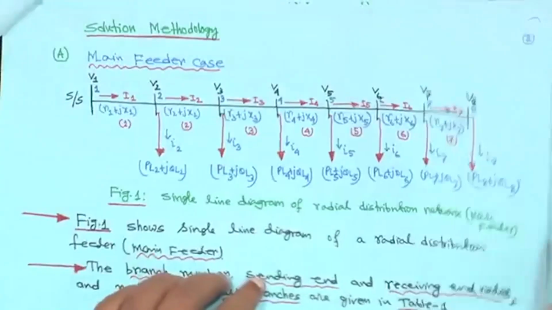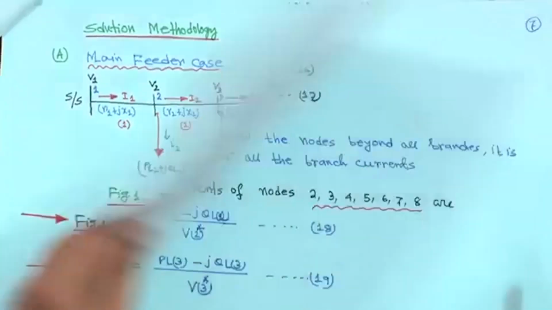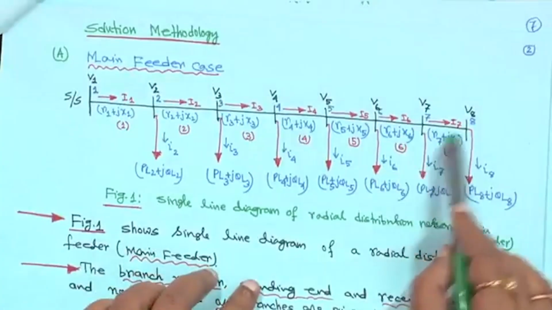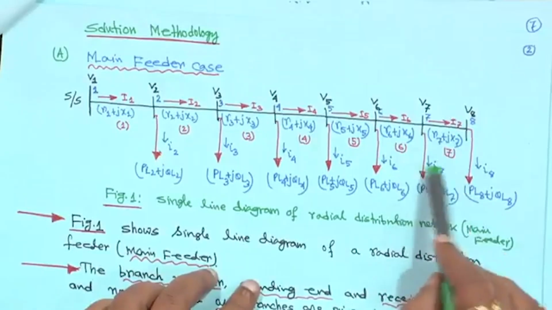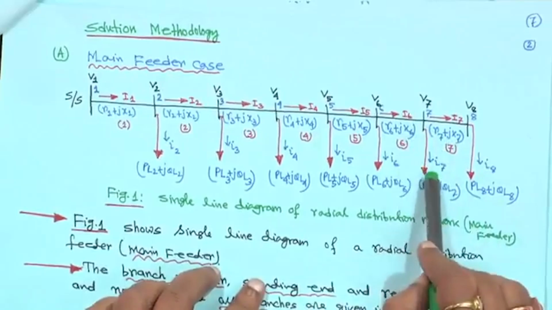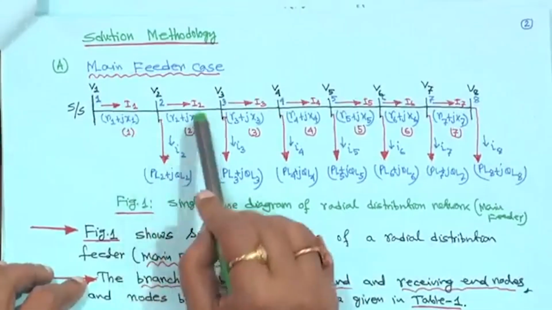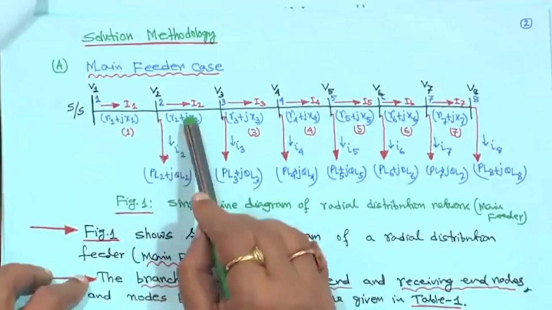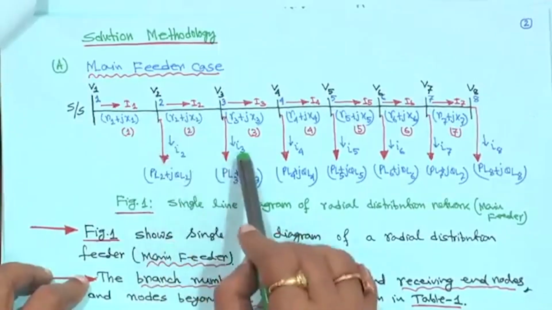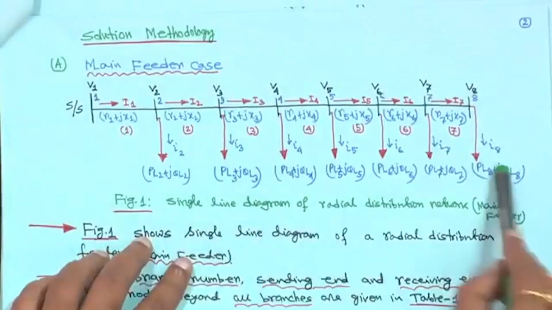Similarly, I6, the current through branch 6, will be I7 plus I8, Kirchhoff's first law only. But I am not writing I6 as equal to I7 plus the small I7, which is also equal to the capital I7. Here also, I1 is equal to the capital I2 plus the small I2, but again if you write I2 as I3 plus the capital I3, ultimately it will be the sum of all these currents.